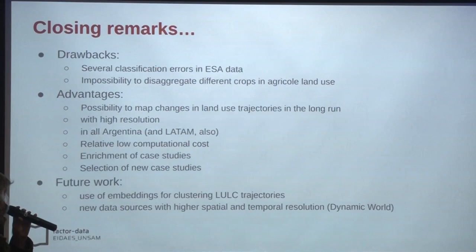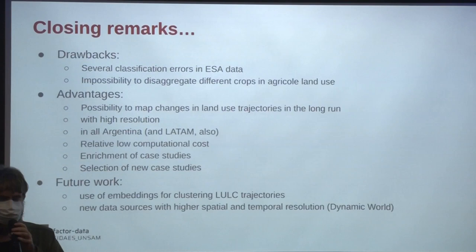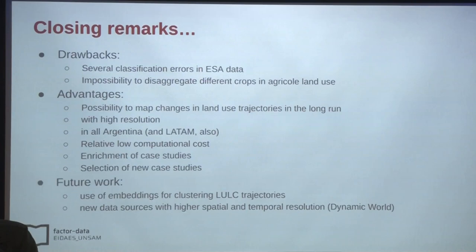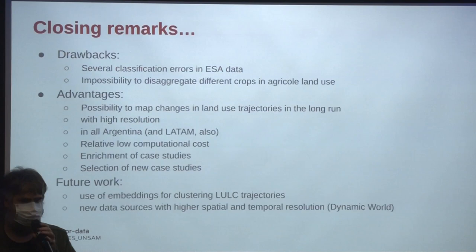And besides, we are not able to discriminate, for each pixel that is classified as agricultural use, what kind of crop is there. We don't know if it's soybean, if it's wheat, if it's cotton, if it's maize or whatever. So that would be interesting to try to discriminate.